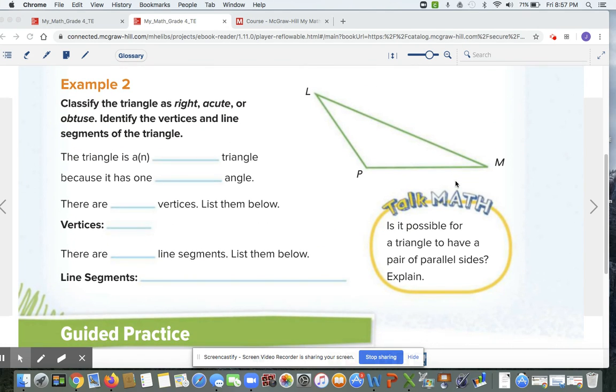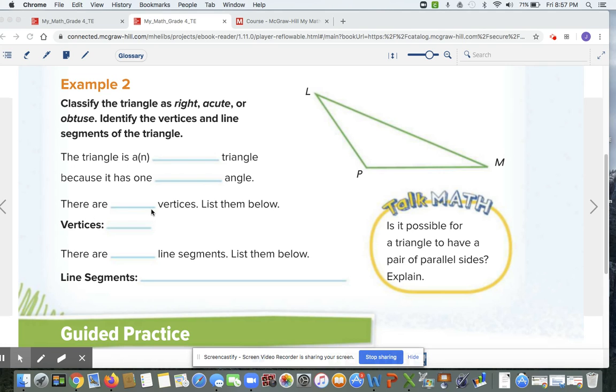So let's take a look at an example. The example says that we need to classify the triangle as right, acute, or obtuse, and we have to identify the vertices and the line segments. Okay, well, let's take a look at this triangle. Again, we're going to look for the largest angle, which would be this angle right here. And the largest angle is an obtuse angle, so this would be an obtuse triangle.